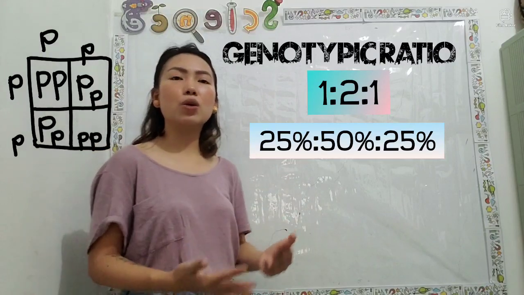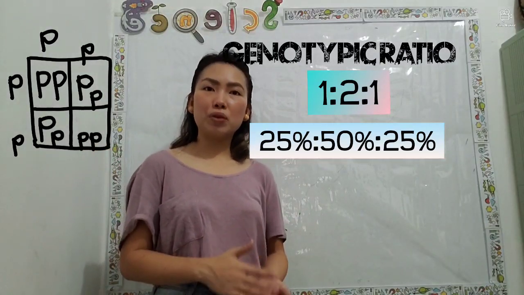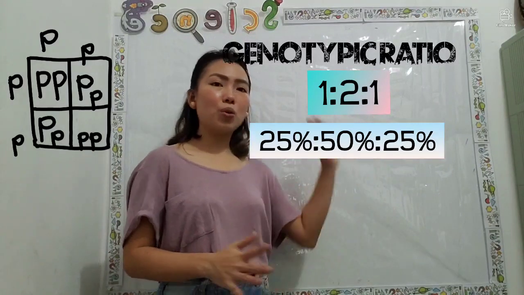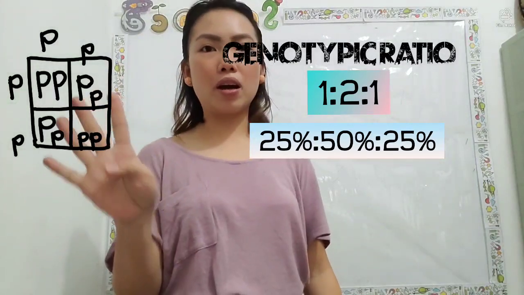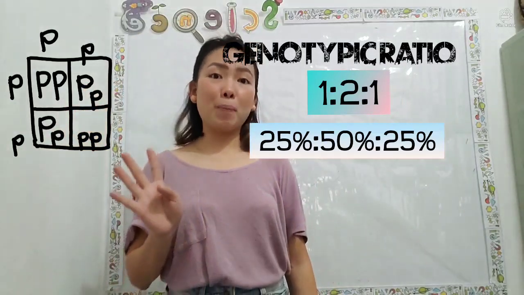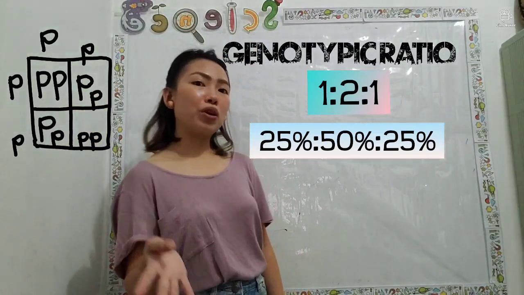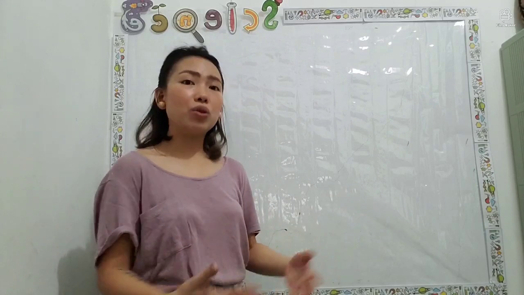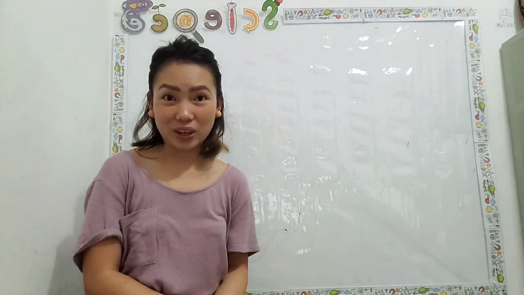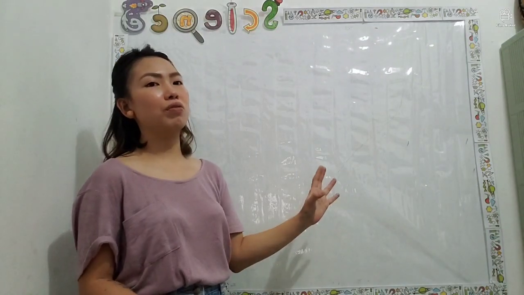Basta maglalaging equal sa 100%. Pagdating naman dito sa ratio na 1:2:1, kailangan ng total palagi ay hanggang 4 lamang. It is because we only have 4 boxes. So that would be for the genotypic ratio. Kasi sa genotypic ratio, we're referring to the genes. And genes are represented using the letters. It's either capital or it's either a small letter. Okay, so that would be our genotypic ratio.